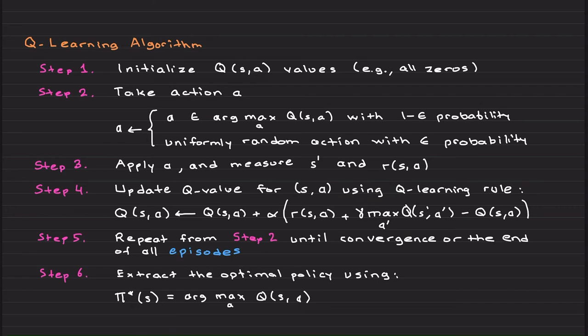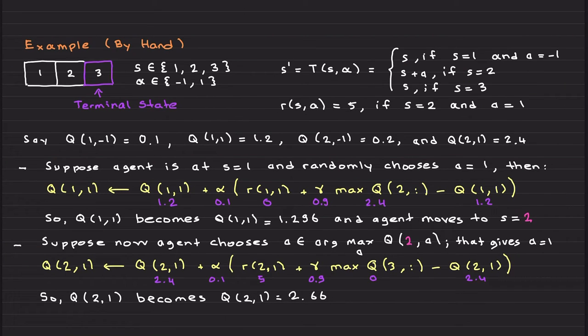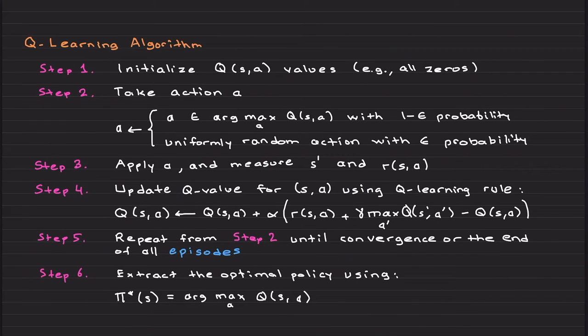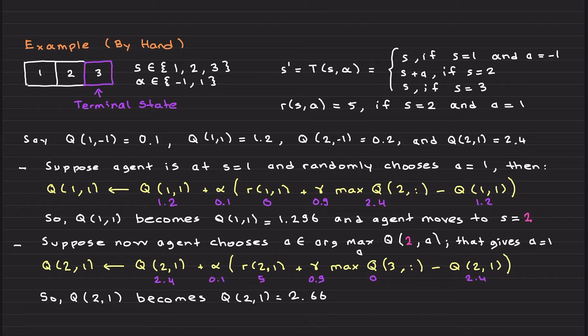This A prime, S prime. So basically, since my next state will be 2, sorry for going back and forth, we have 2 here, right? Robot moves from 1 to 2. And we look at these two numbers, basically the row of Q2. One of them is 0.2, the other one is 2.4. I am maximizing it, so this number becomes 2.4.